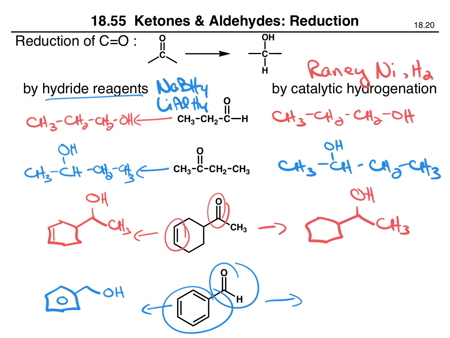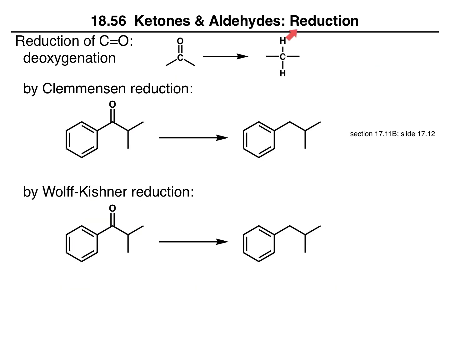If we have an aldehyde or ketone along with an aromatic ring, then the aromatic ring still is not affected, unless really forcing conditions, really high pressure and heat, are used. So the difference between the hydride reducing agents and Raney nickel really comes into play if you have an alkene in your starting material. There's another type of reduction of aldehydes and ketones that's actually a deoxygenation.